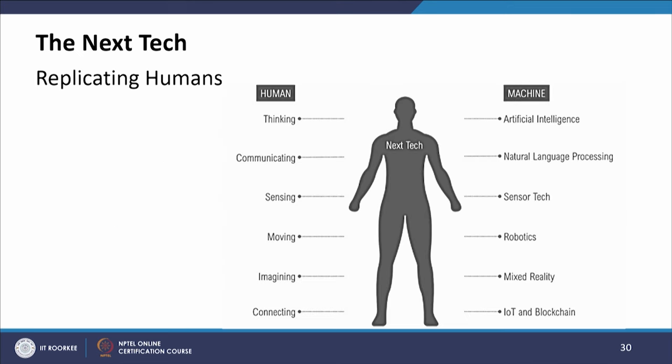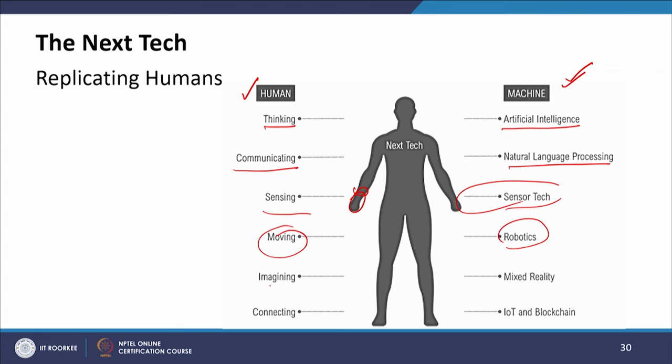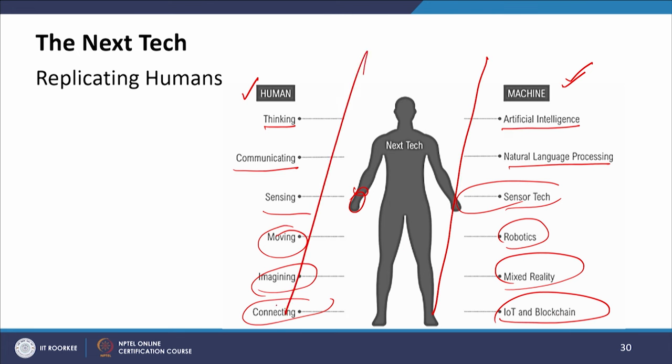So, how do they replicate humans? On the left hand side, you have humans, on the right hand side, we have machines. Here you see the person is thinking, here it is artificial intelligence. Then he is communicating, this is natural language processing. He is sensing, this is sensor technology, moving, robotics, imagining, mixed reality, connecting, is Internet of Things and blockchains. So, this is how these machines are used to replicate a human.